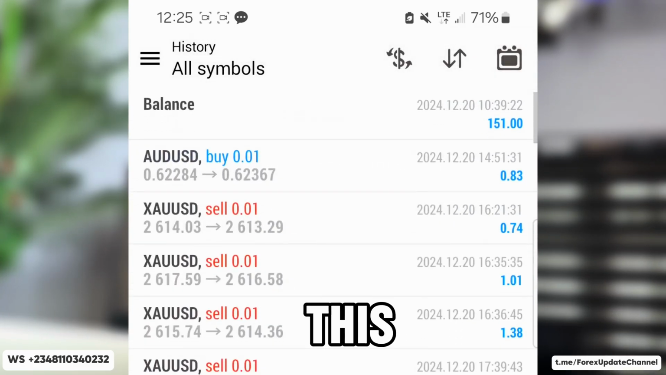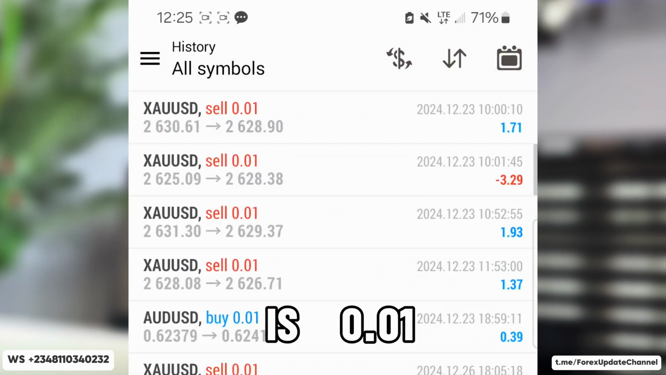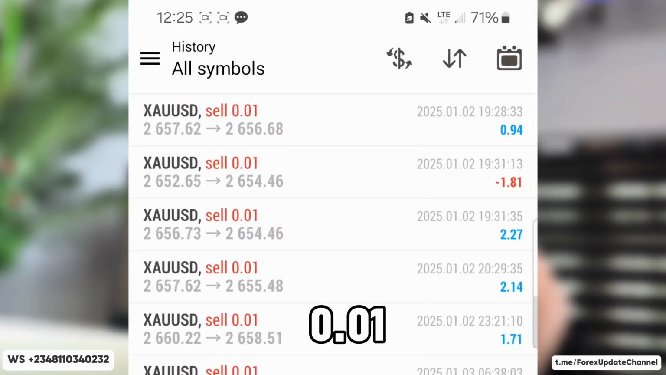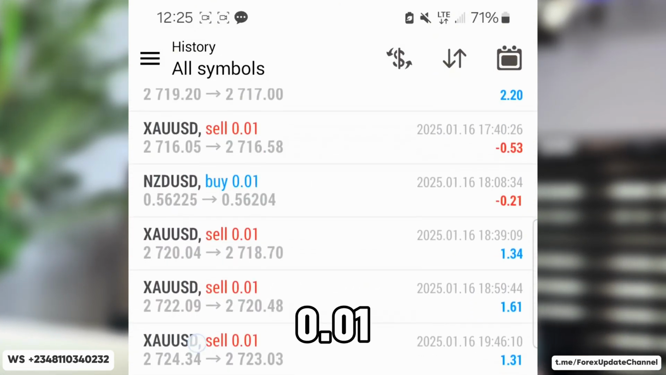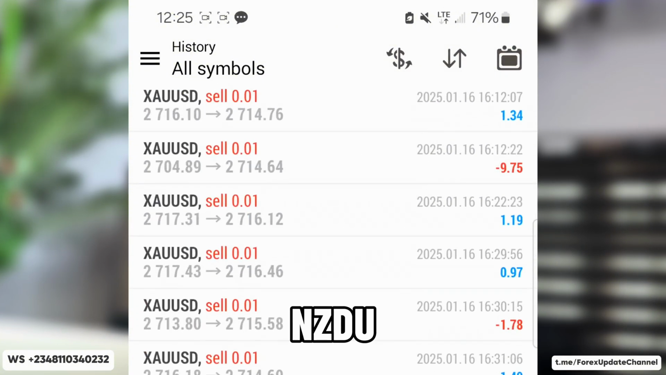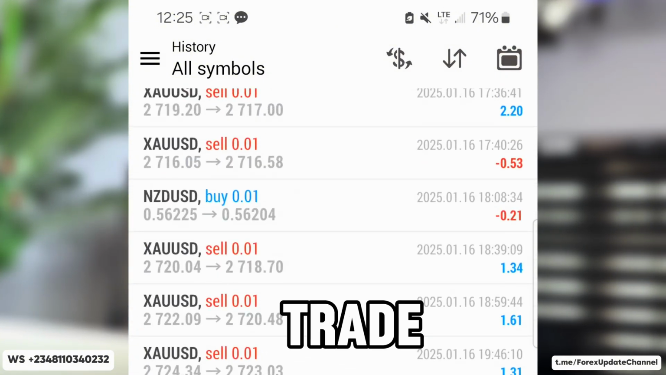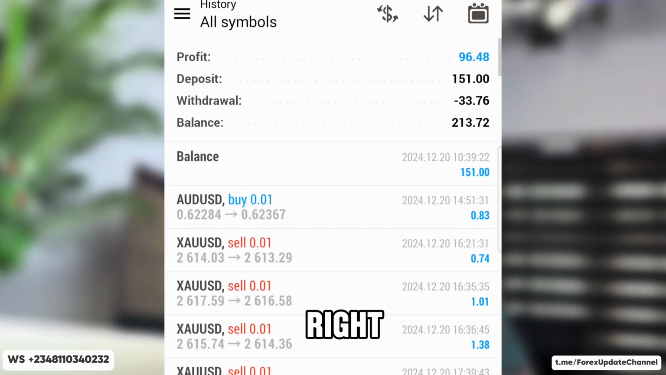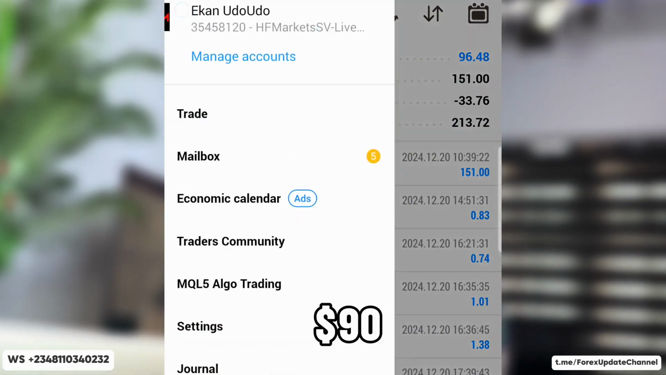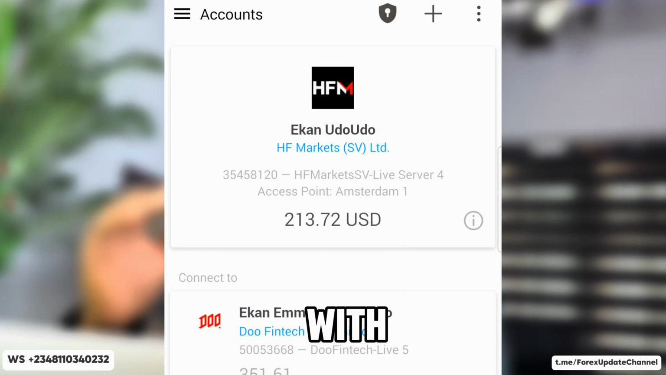If you pay attention to this, all the lot sizes are 0.01, 0.01, 0.01, 0.01, 0.01, 0.01, 0.01 lot, all the way down, on NZD/USD and gold. You can see this trade here that is also on the other account, and this is how we're able to come up with about $90-something. So how about you with a huge amount of money?